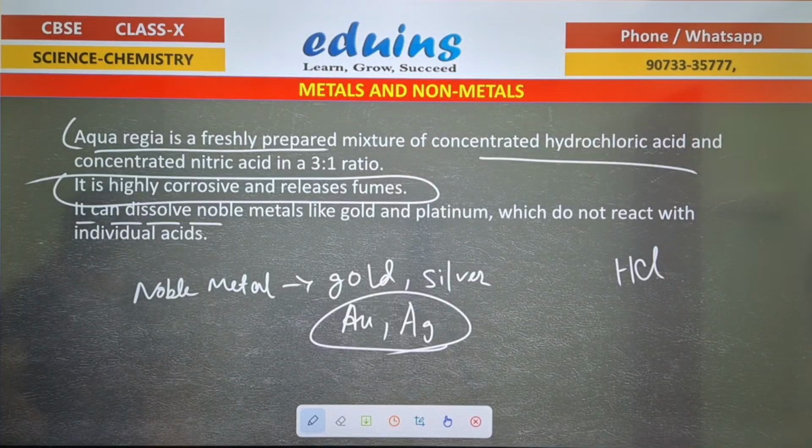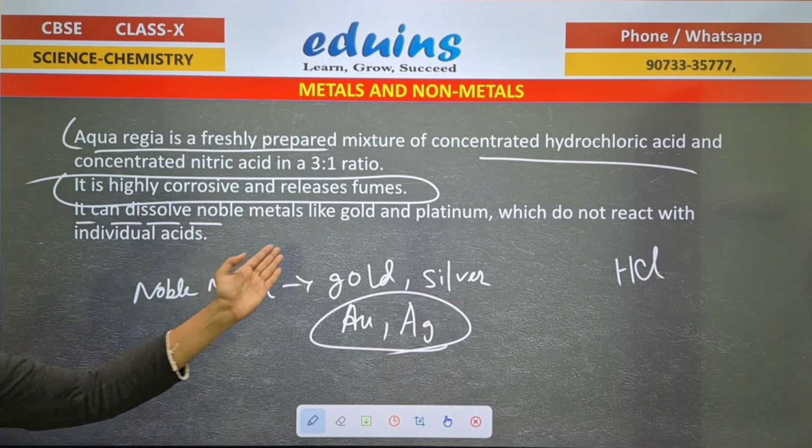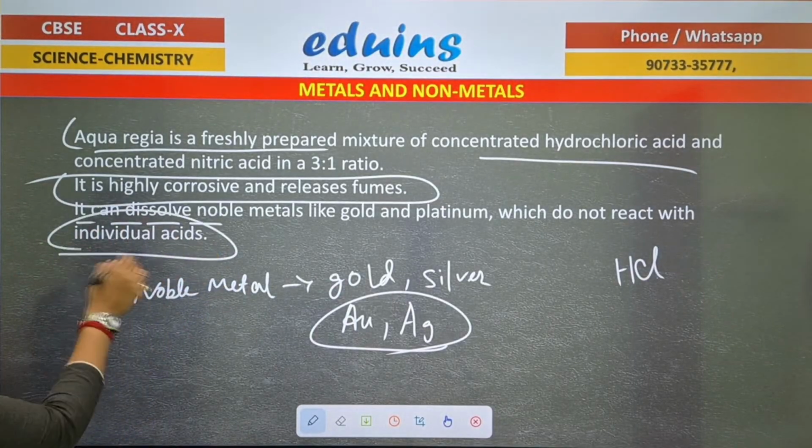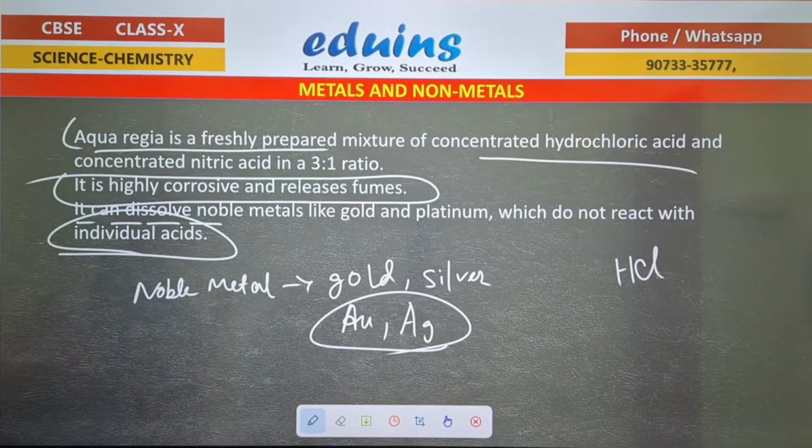It can dissolve noble metals like gold and platinum, which do not react with individual acids. They can be dissolved by aqua regia. So this is corrosive.